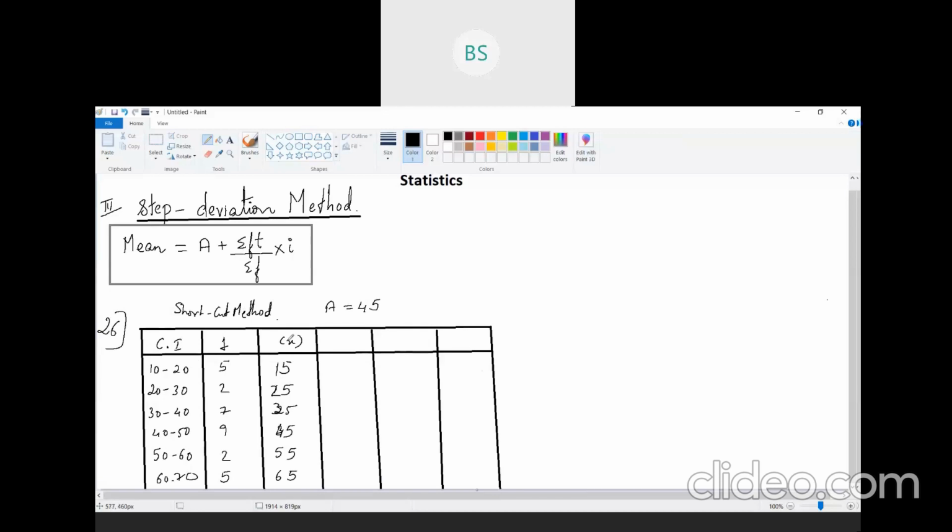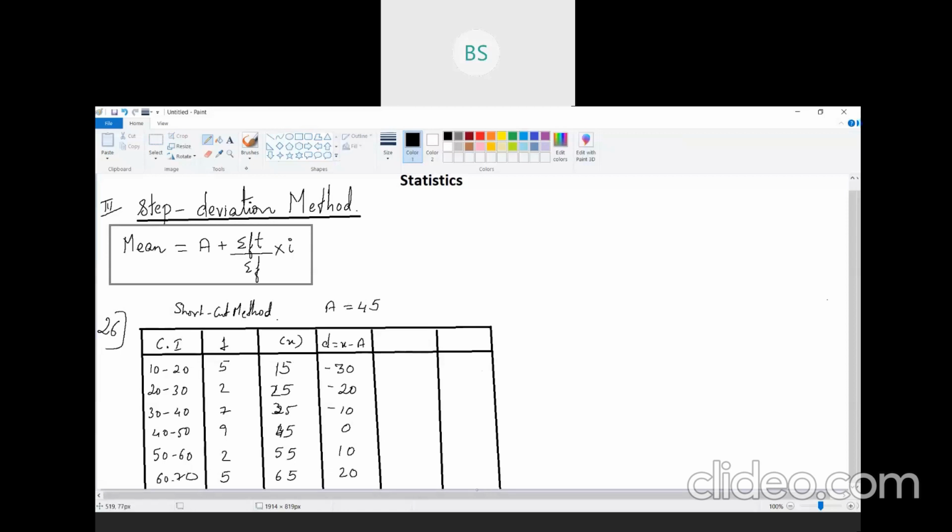Next is d, that is x minus a. Now a, they have already told us to take 45. So it will be 15 minus 45, that is minus 30. Then we'll get minus 20, minus 10, 0, 10 and 20.